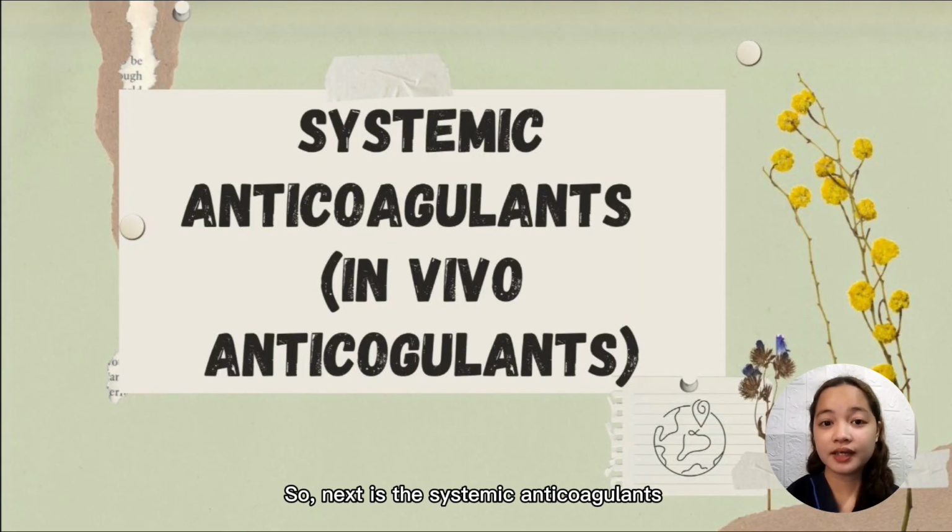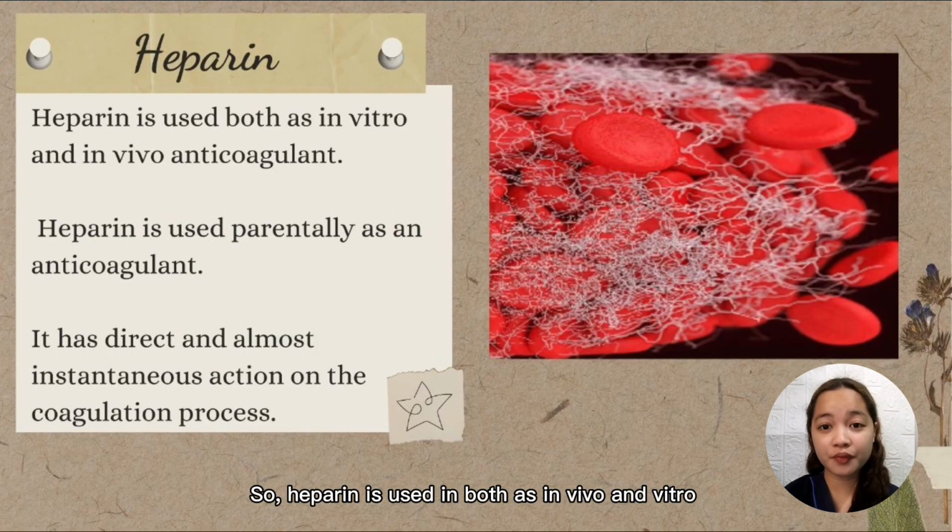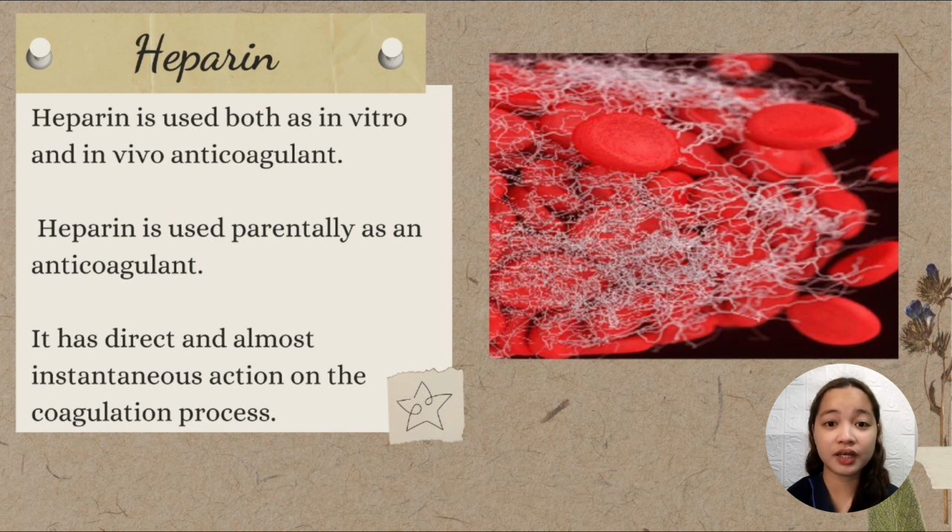So next are the systemic anticoagulants, the in vivo anticoagulants. Heparin is used as both an in vivo and in vitro anticoagulant. It has a direct and almost instantaneous action on the coagulation process. So heparin is a drug that is used to prevent or treat a variety of blood vessel, heart and lung diseases. It is also used in open surgery, bypass surgery, kidney dialysis, and blood transfusions to avoid blood clotting.